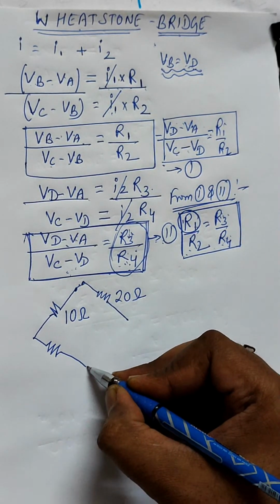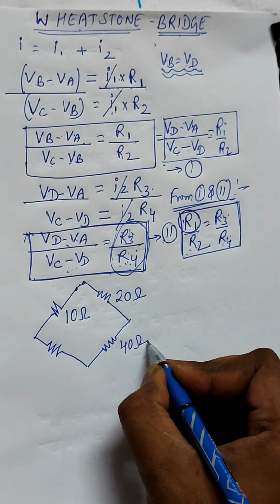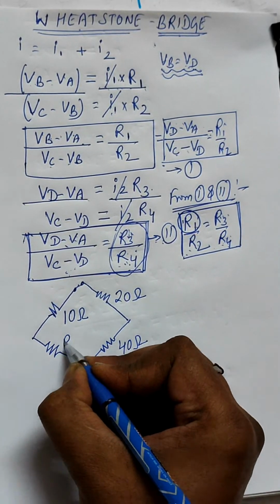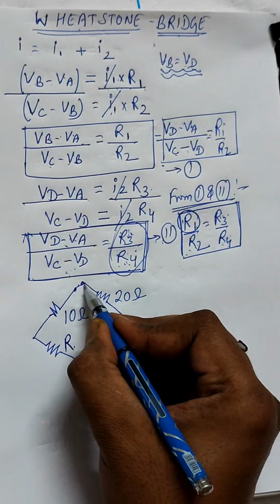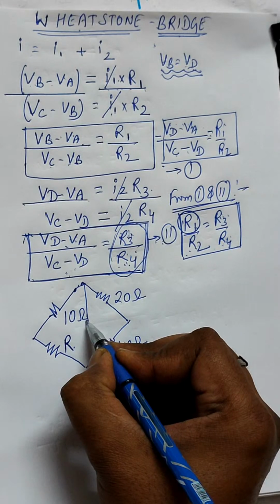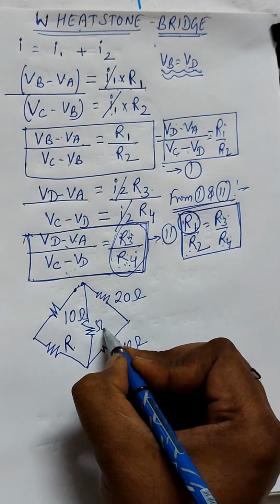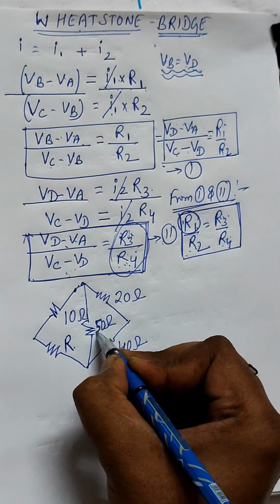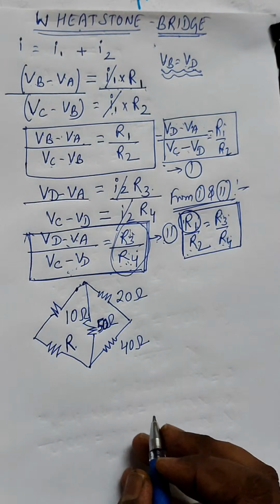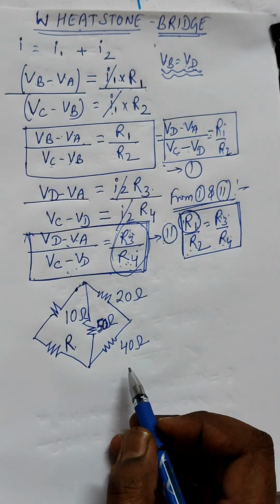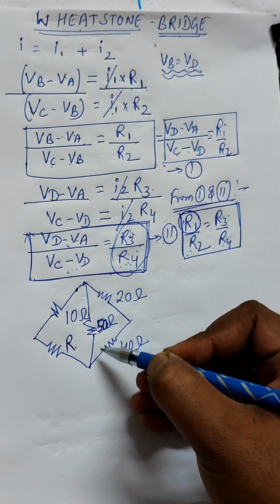And the fourth branch is 40 ohm, right? And this is the unknown resistance R to you, and this is the resistance of the galvanometer, let's say 50 ohm. So this is the electrical circuit which is presented to you in this numerical. It's given that we must find the value of R when there is no current through this 50 ohm resistance.